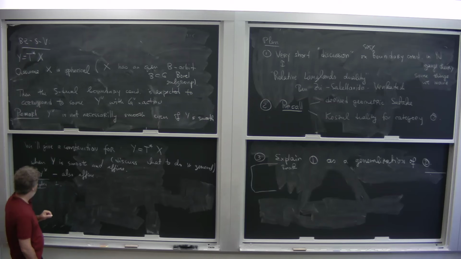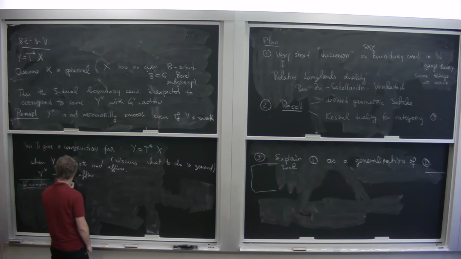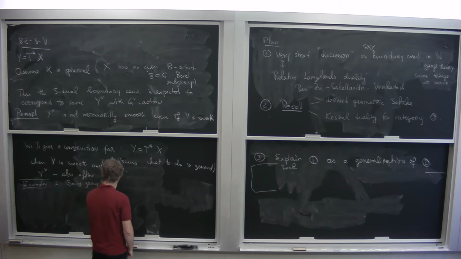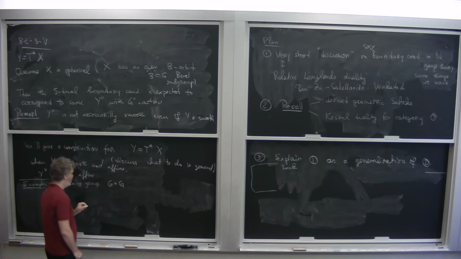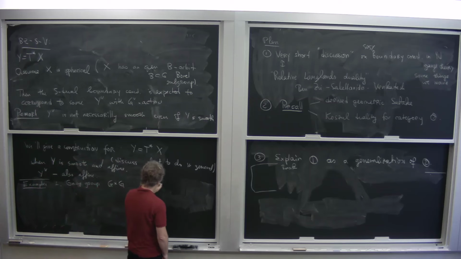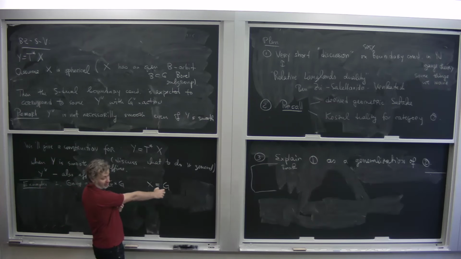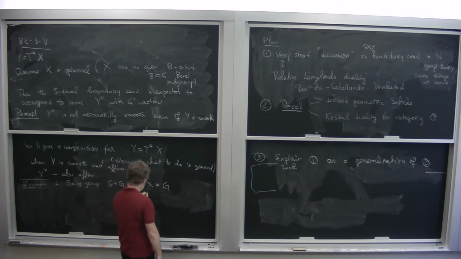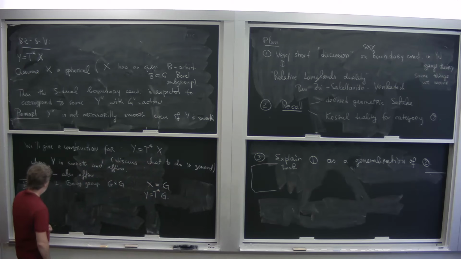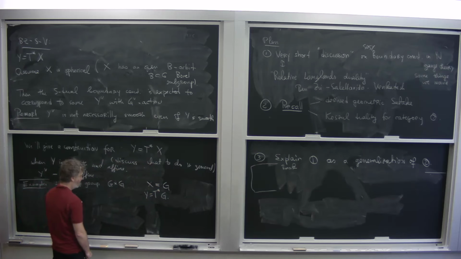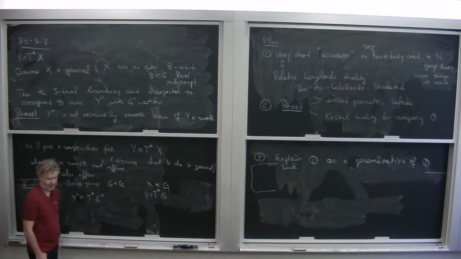In this case, I will actually assume that my group is not just my group G. That will be a universal example. My gauge group is actually G times G, and X is G, on which G times G acts by left and right translation. So Y is T star G, and in this case the dual variety Y check is going to be T star G check. That will be a basic example.